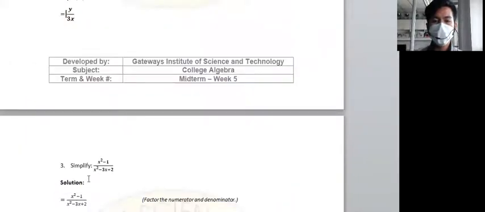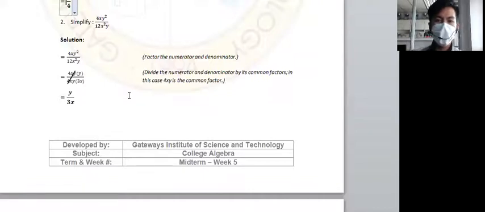So example number 2. We need to simplify 4xy squared over 12x squared y. So first, we need to factor the numerator, then factor the denominator. So unahin po muna natin yung numerator po natin. So factor of 4xy squared is equal to 4xy multiplied by y. Then factor of 12x squared y is equal to 4xy multiplied by 3x. Then we need to cancel the common factor which is 4xy. So matitira na lang po is y over 3x. So our final answer is equal to y over 3x.